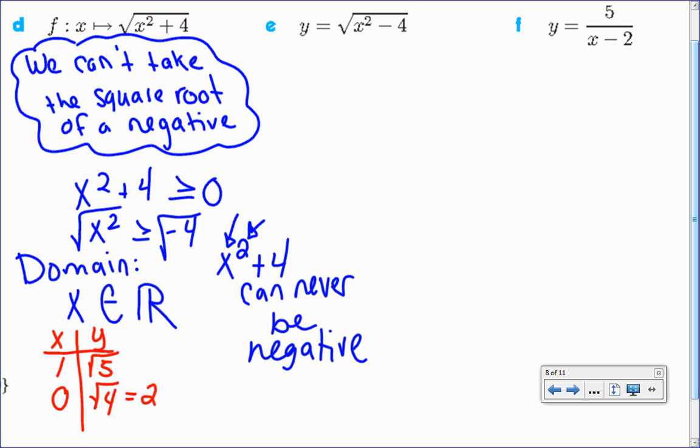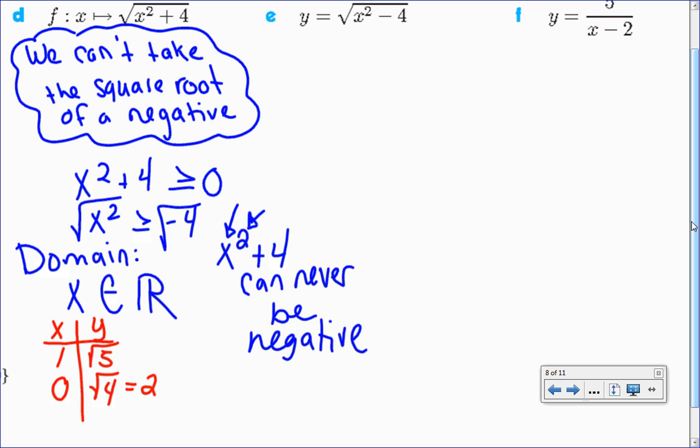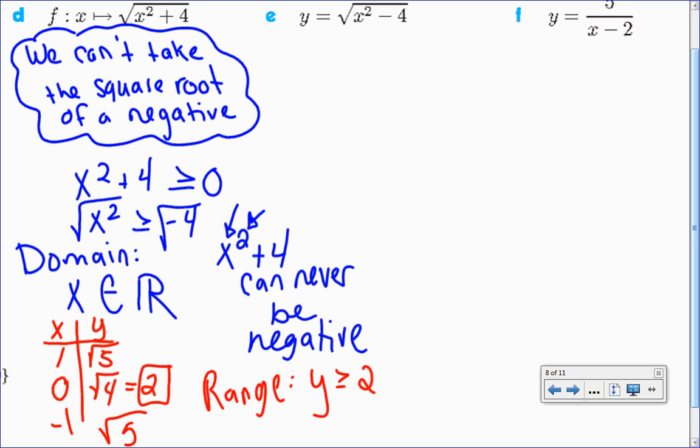And same thing with negative 1. When we square negative 1, we're going to get a positive 1 plus 4, which gives us the square root of 5. So notice the smallest value that this function can ever be for y is 2. So our range is going to be y is greater than or equal to 2. And we can also write that using interval notation from 2 to infinity.